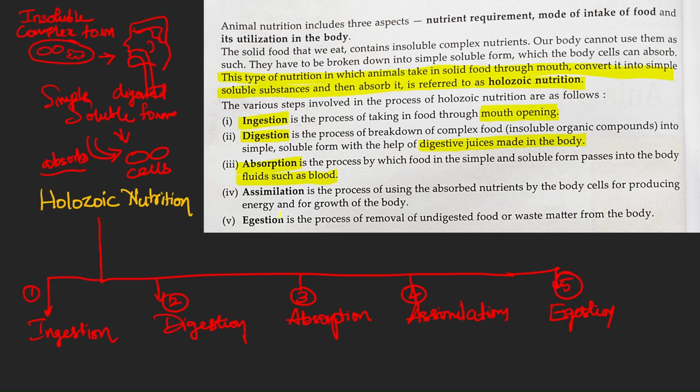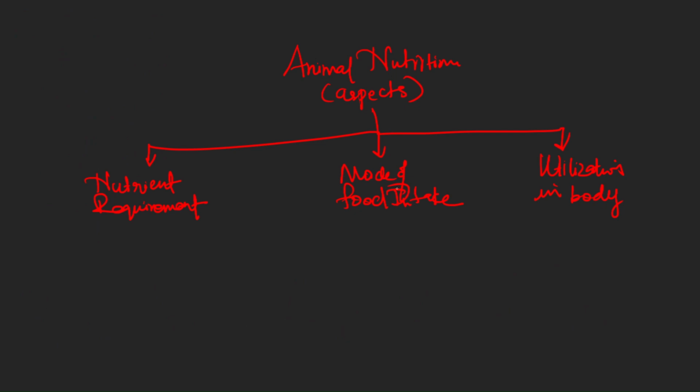Absorption. Assimilation is the process of using the absorbed nutrients by the body cells for producing energy and for growth of the body. Egestion is the process of removal of undigested food or waste matter from the body. In the aspect of animal nutrition, we have seen the nutrient requirements in a tabular column containing all the nutrients, that is carbohydrates, fats, proteins.